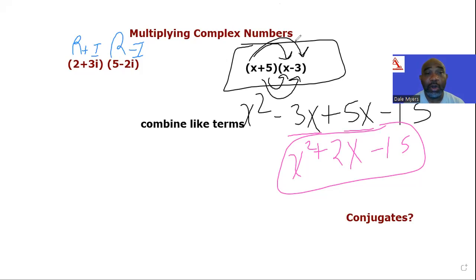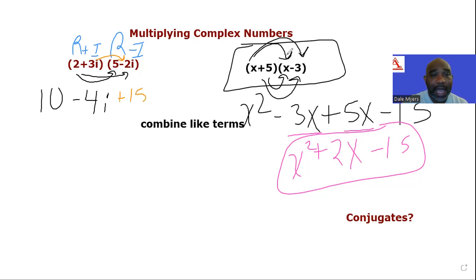Just as earlier, we distribute: this 2 has to be multiplied by everything on the other side. 2 times 5 is 10. 2 times negative 2i becomes negative 4i. We just distributed the 2 to everything in the parentheses. Now we distribute the 3i. That 3i has to go to the 5. 3 times 5 is 15, times i. That is positive 15i.